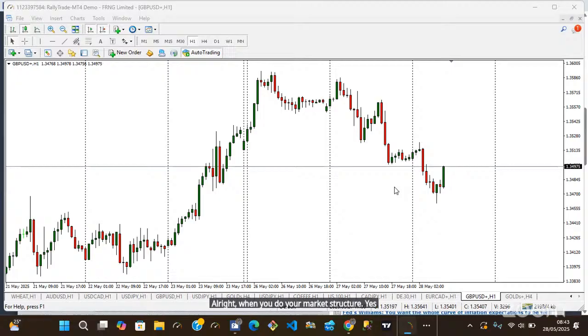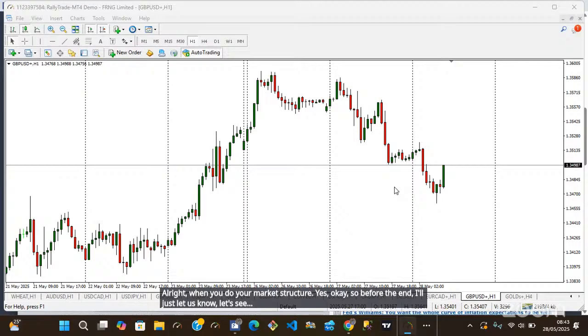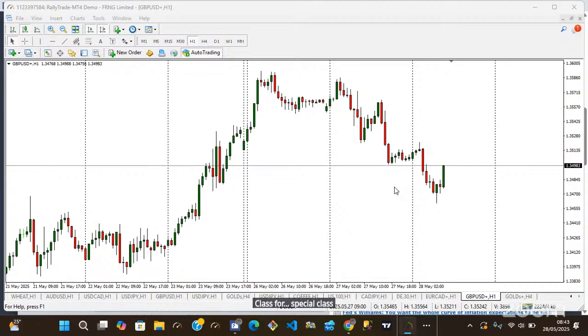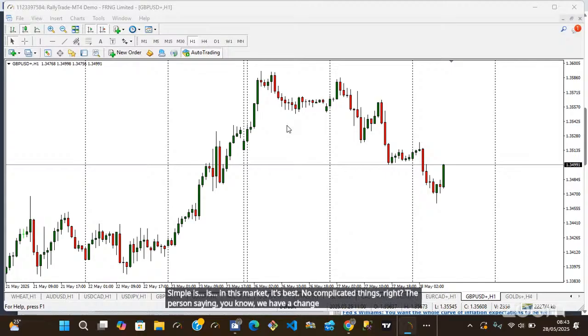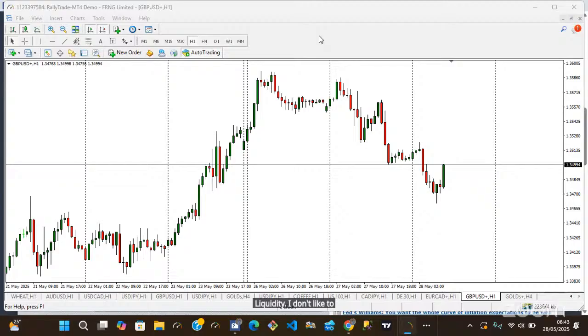Yes. Okay. So before the end, I'll let us know. Let's see if we can create a special session, a special class for market structure. It's not popular, but trust me, simple is best in this market. No complicated things. All right. The person saying we have change of character, break of structure, sweep liquidity: I don't like to use all of those languages as much as they are right, but these are bogus language.